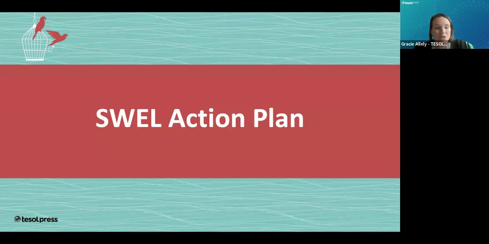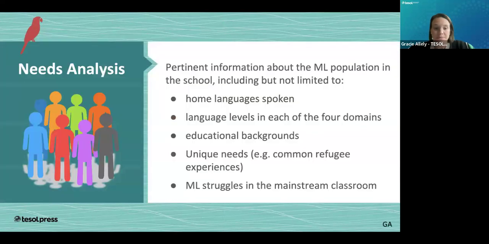So part of the SWELL program is the SWELL action plan. The SWELL program from TESOL is a 3-workshop series, the 3rd workshop being the coaching and administrators workshop, the culmination of the whole program. Towards the end of the 3rd workshop, we sit down with our SWELL coaches in training and create an action plan. The action plan begins with needs analysis.